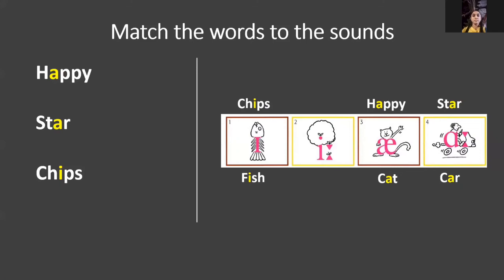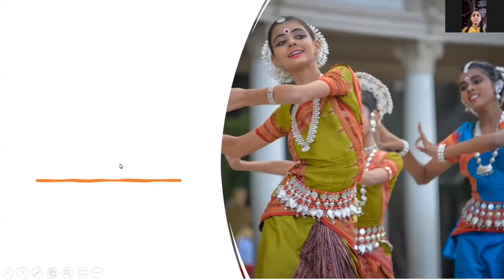All right. Same sound. Chips. Fish. Okay. And the last one? Tree. Very good. So 3 and what's the word? Tree. Yeah. All right. 3 and tree. Very good. Okay. Have a look at these girls.